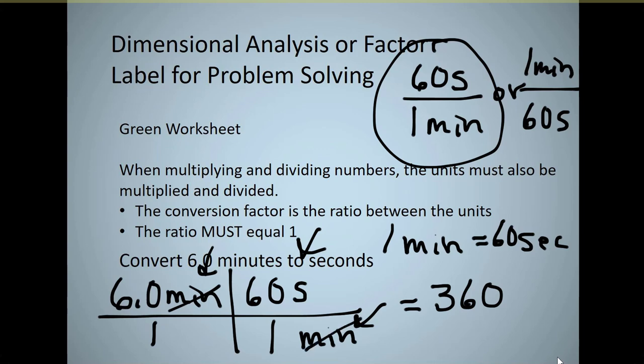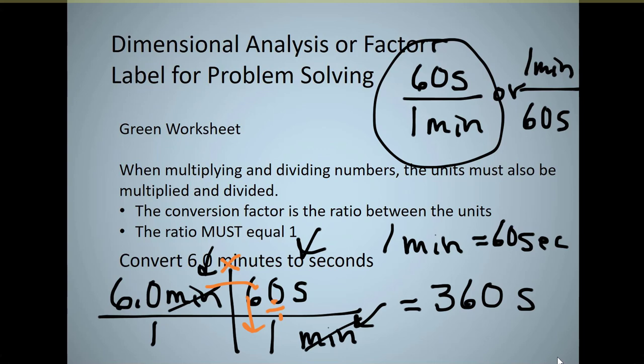Let me just take a step back. How you do the math is you take whatever's on the top, and you do a zigzag pattern. Every time you go across, you multiply, and every time you go down, you divide. So I would have 6 times 60 divided by 1, and I would get 360, and the unit that's left is seconds. So this is called dimensional analysis, and this is the way that I prefer and I will teach.